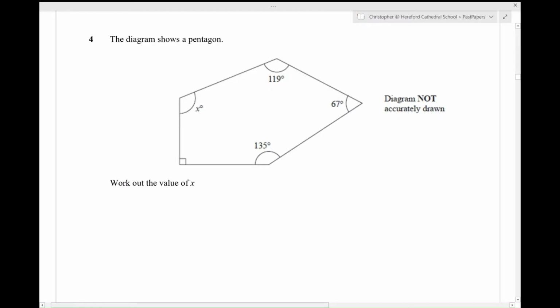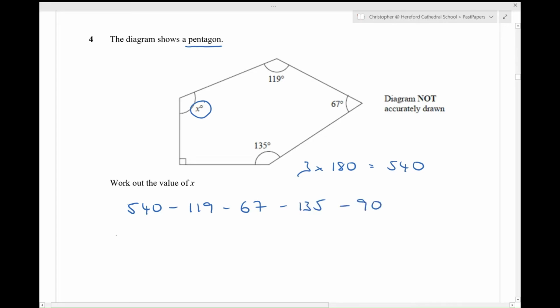Question 4 is all about a pentagon. And I need to find the size of this missing angle x. I know all the other angles. Well, I know that the angles in a pentagon, because it's got 5 sides, add up to 3 times 180. So the angles in a pentagon add up to 540. So to find the size of that missing angle, I'm simply going to do the total of all the angles, 540, subtract the angles which I'm told, which will just leave me with the size of x. And so that leaves me with 129 degrees for x.